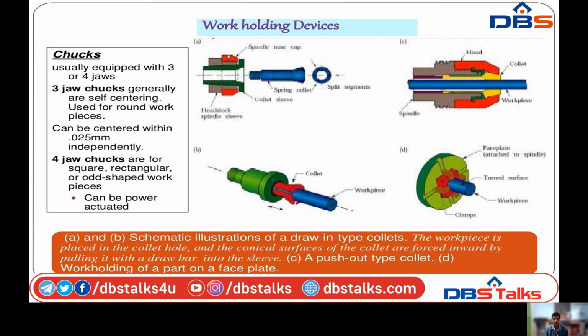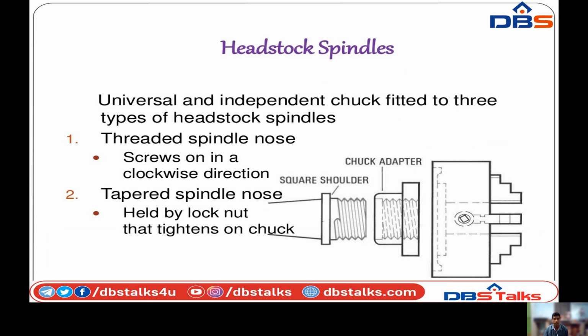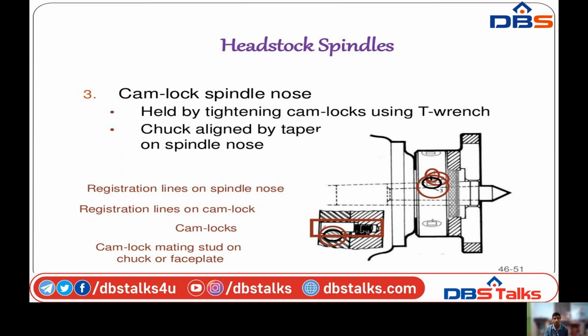Here I am also talking about the three jaw chuck and four jaw chuck. Headstock spindle: the spindle is in the middle, the center of the headstock. Universal or independent chucks are fitted to three types of headstock spindles: one is the threaded spindle nose, the second is the tapered spindle nose, and the third one is the cam lock spindle nose.